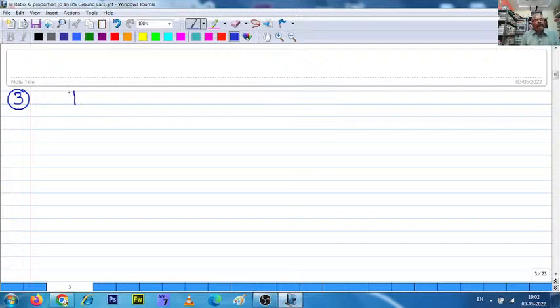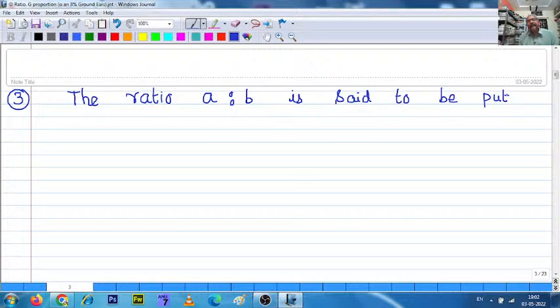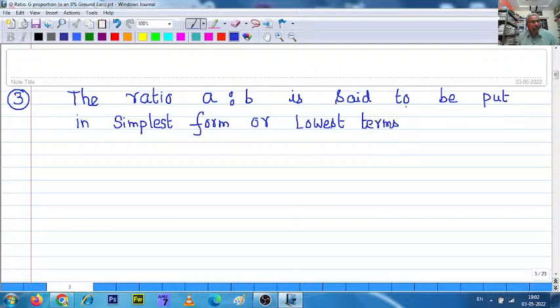The ratio A is to B is said to be put in simplest form, or we can say lowest terms, when A and B are co-primes.